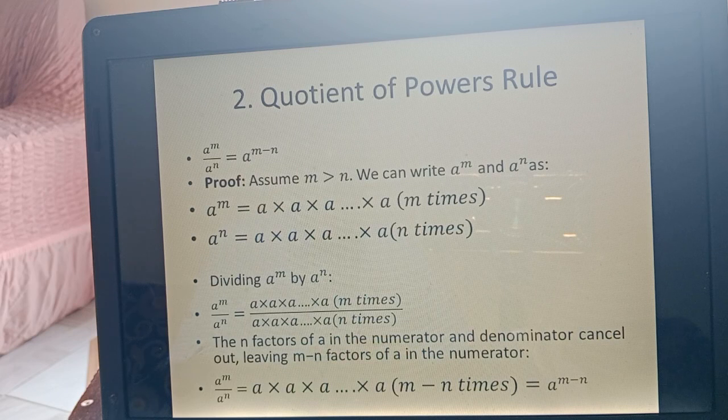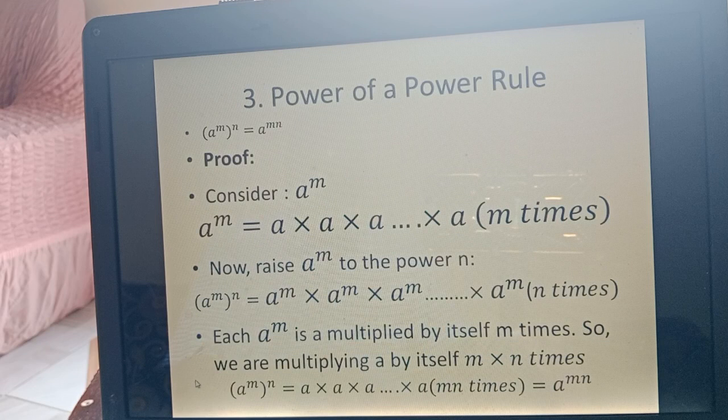Leaving m minus n factors of a in the numerator. All right. Remember, m is greater than n. And therefore, a times a up to a, m minus n times, equals a raised to m minus n. Power of powers rule.